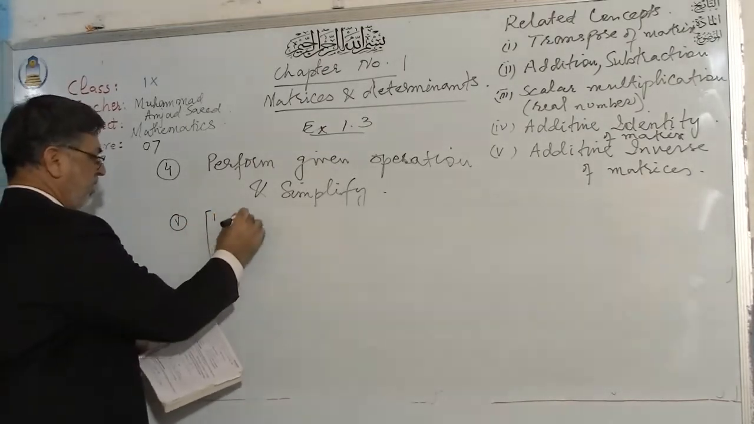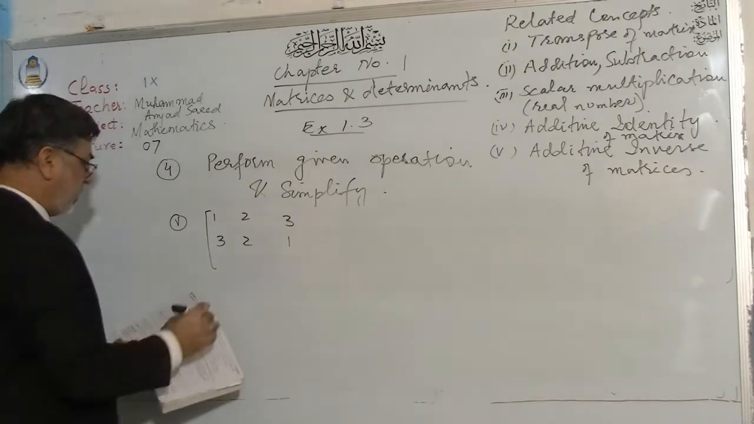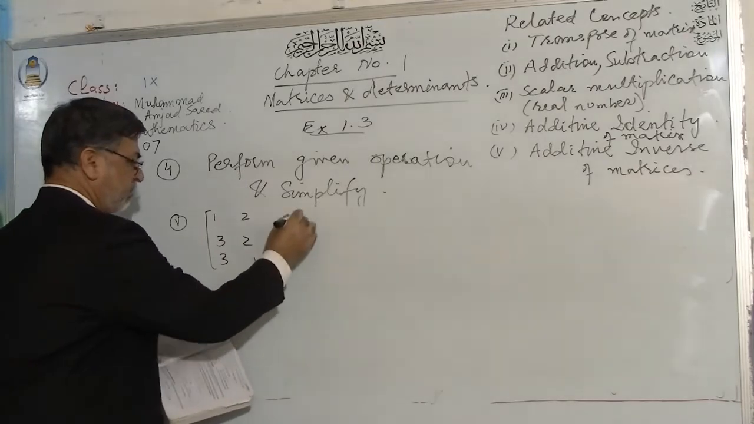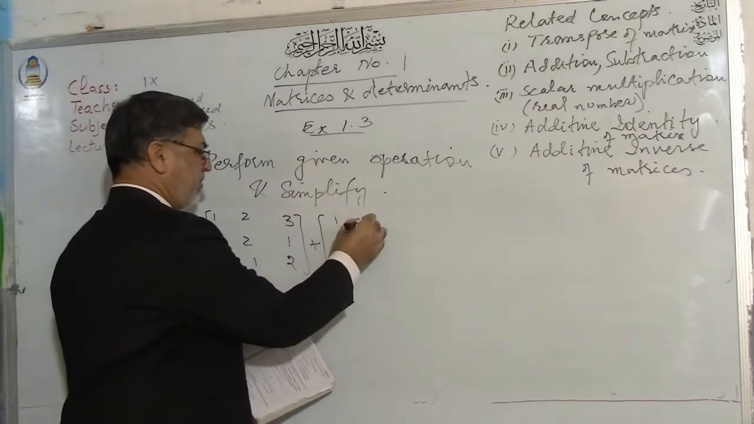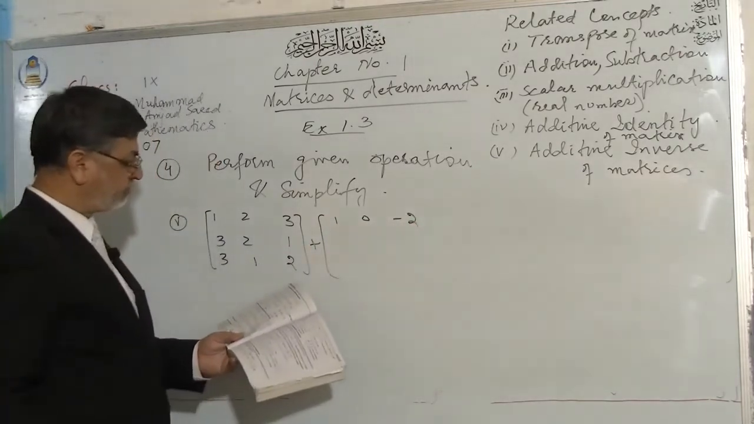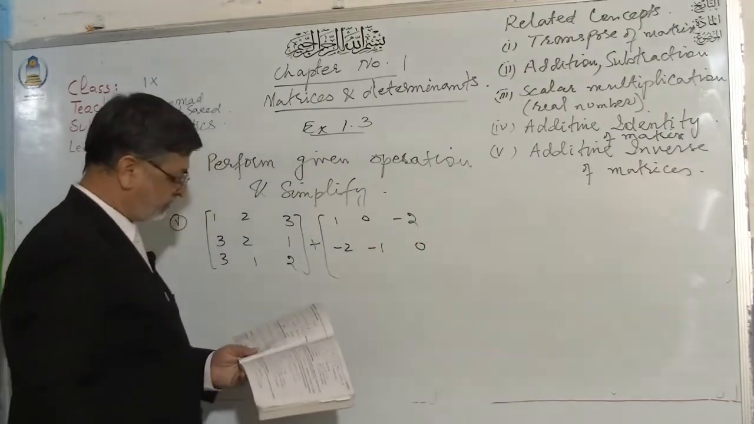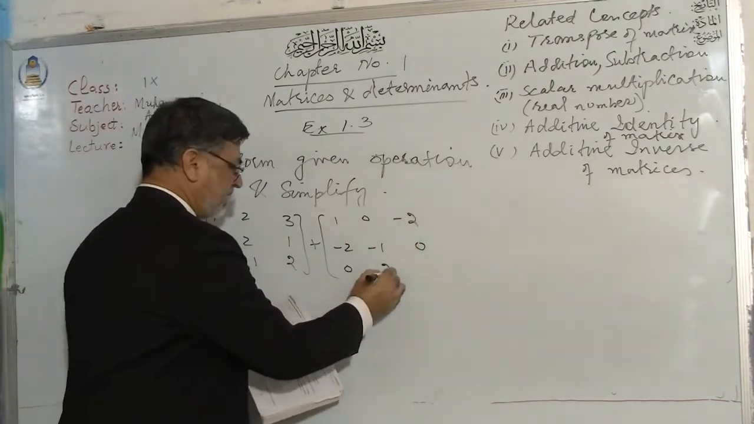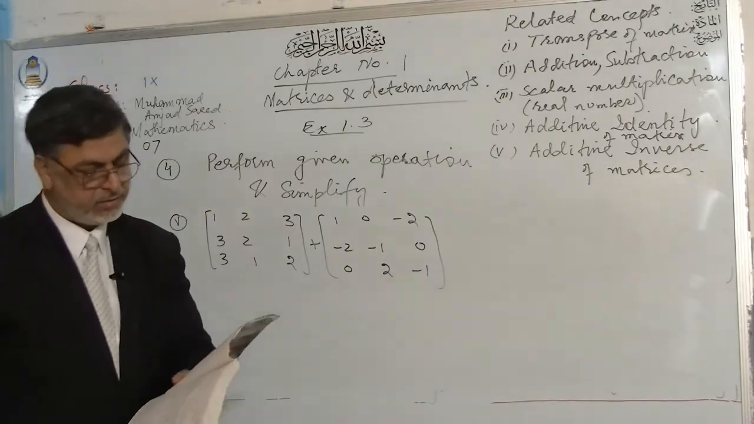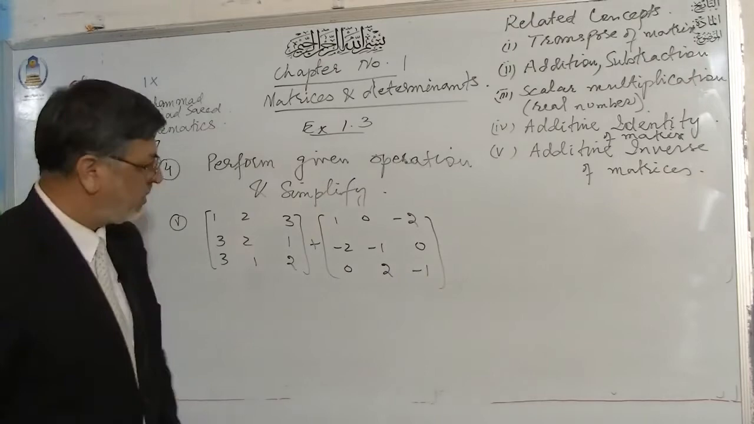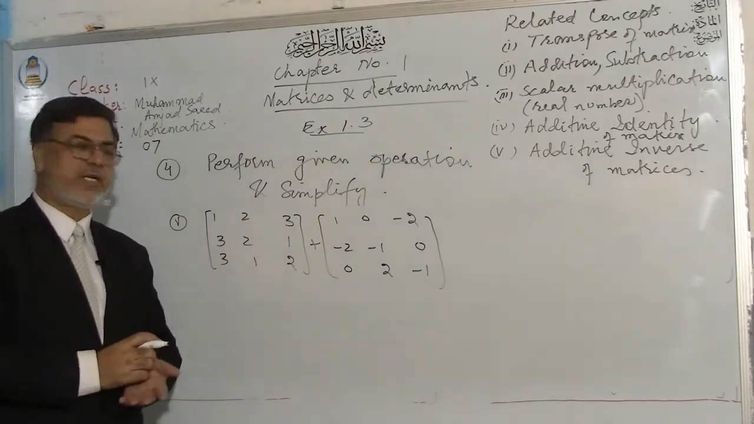1, 2, 3. 3, 2, 1. 3, 1, 2. Here is 1, 0, minus 2. Minus 2, minus 1 and 0. 0, 2, minus 1. Okay, dear students, you have the matrices of order 3 by 3, don't worry.